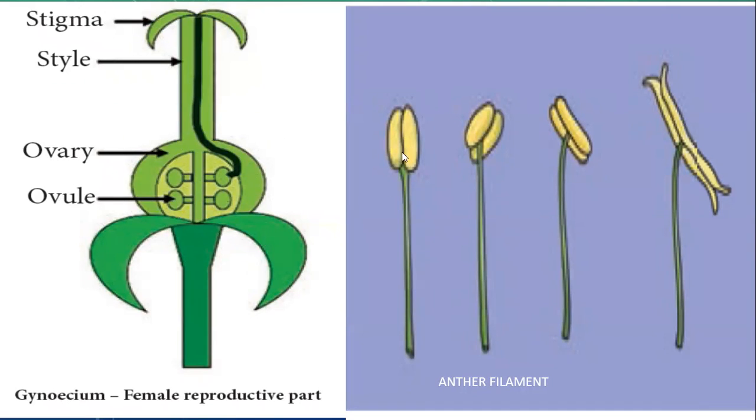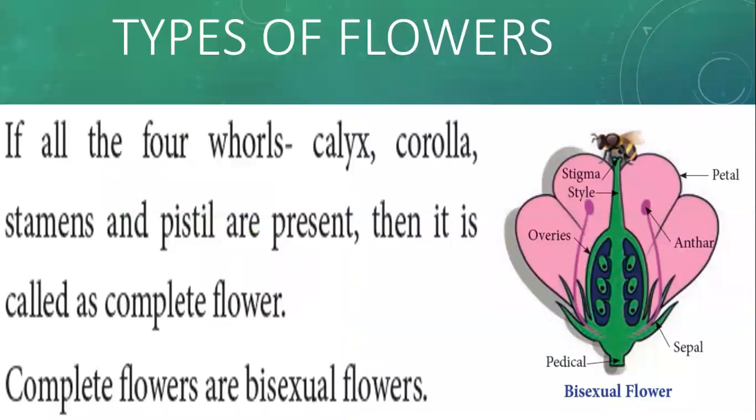So this is the anther structure. Anther lobe and the structure is here. So this anther contains what? Pollen grain. Then we will study about types of flowers. Types of flowers. Already we know very well.